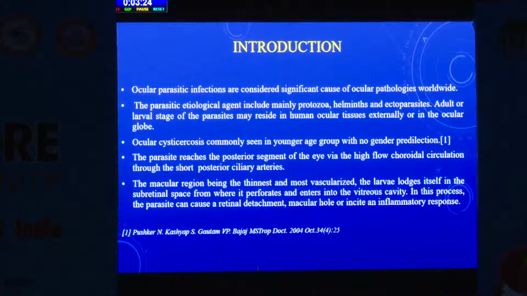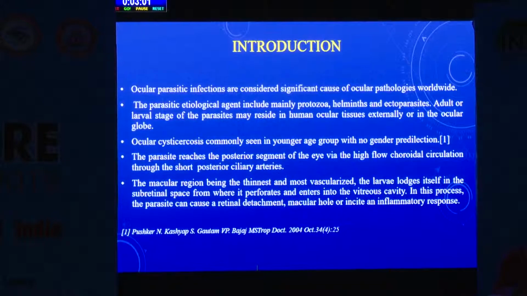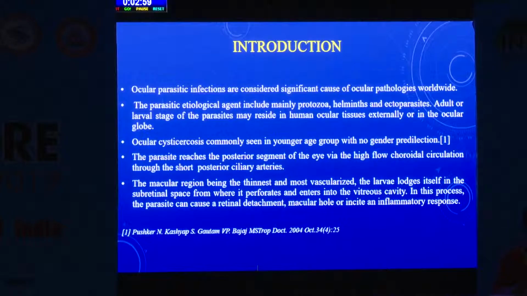The parasite reaches the posterior segment of the eye via the high flow choroidal circulation through the short posterior ciliary arteries. The macular region being the thinnest and most vascularized, the larva lodges itself in the subretinal space, from where it perforates and enters into the vitreous cavity. In this process, the parasite can cause a retinal detachment, macular hole, or incite an inflammatory response.